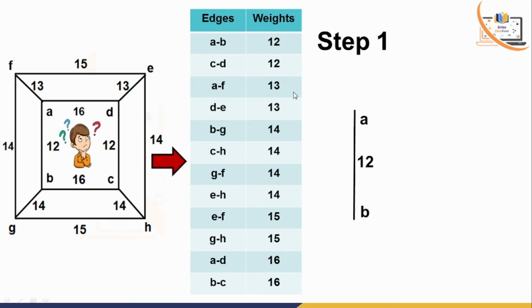Now if I focus on the rest of the table, what is the next minimum? Obviously the next minimum is 12. Okay, and the connection is CD.